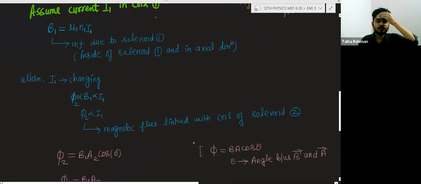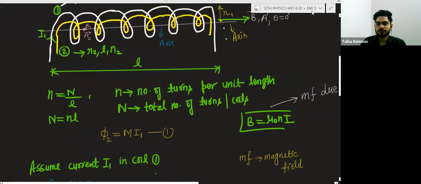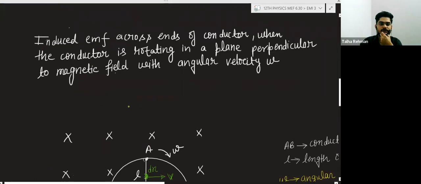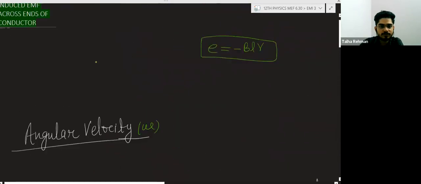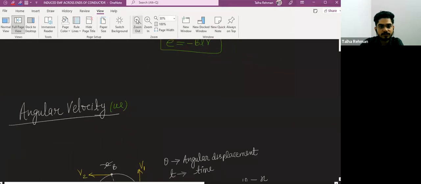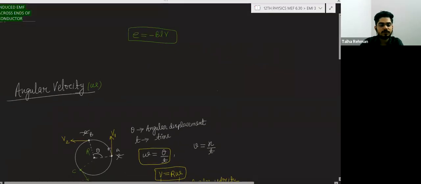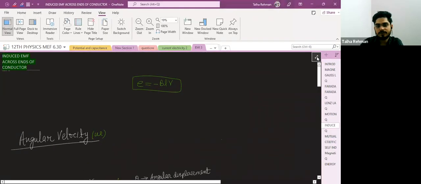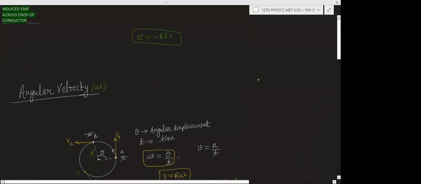So this is the coefficient of mutual induction. You can now note it down. Just wait. Note down fast.